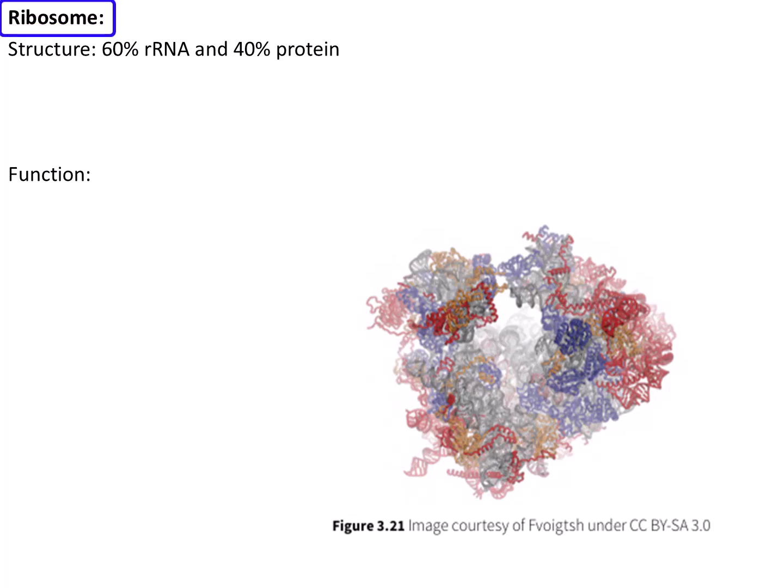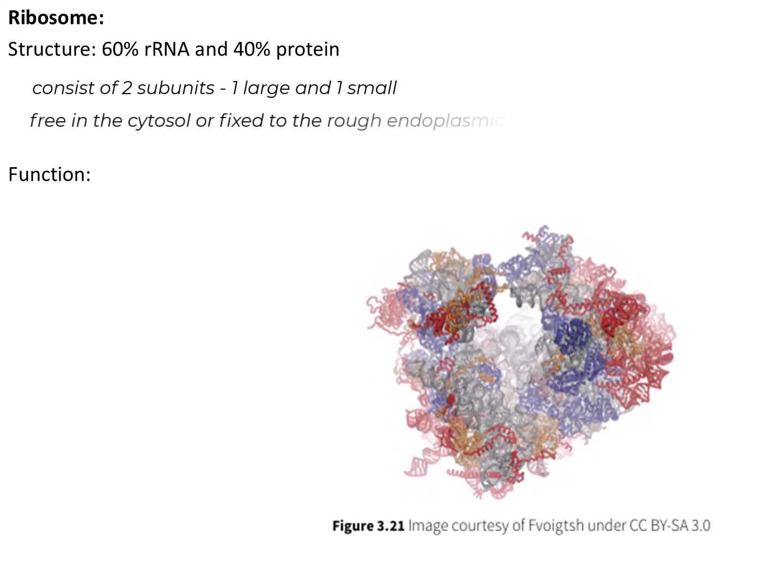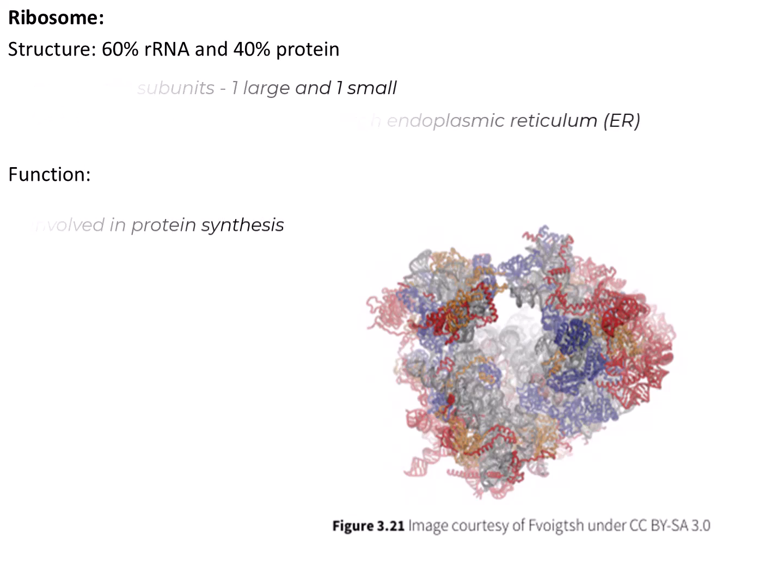Ribosomes consist of ribosomal RNA and protein. They are about 60% ribosomal RNA and 40% protein. They consist of one large subunit and one small subunit. Both subunits must come together for ribosomes to function properly. Ribosomes can be found attached to the rough endoplasmic reticulum or in the cytosol, and they are involved in protein synthesis.